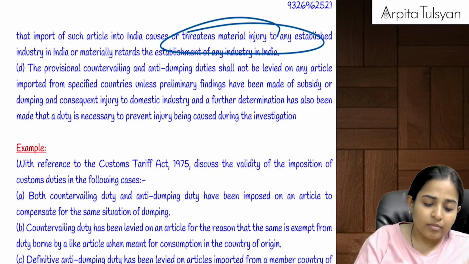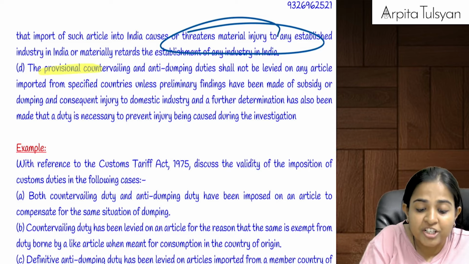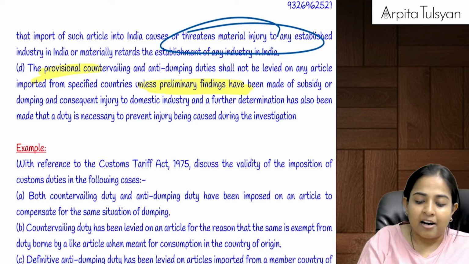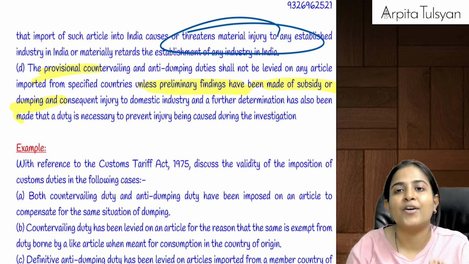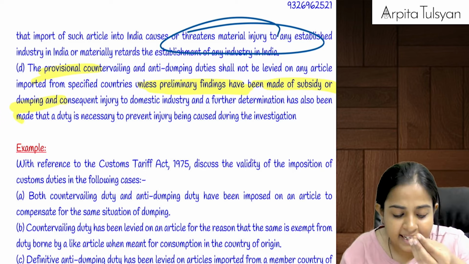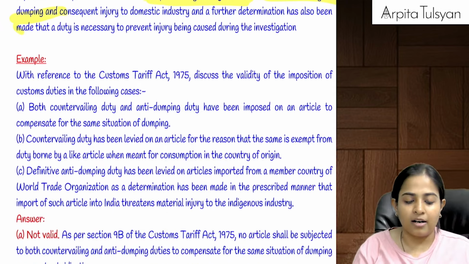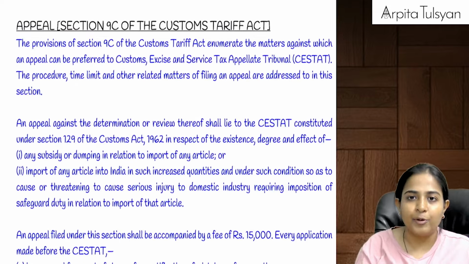Yes. And last point that they are telling here is this provisional duty should not be levied unless preliminary findings have been made of subsidy or dumping. So first do a preliminary examination that, is it a case of anti-dumping duty or is it a case of subsidized articles, etc. Then only start the provisional assessment, or then only levy the provisional duties, right?